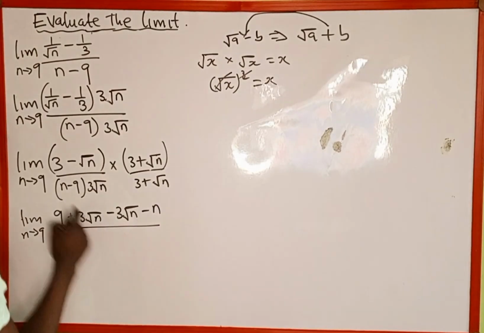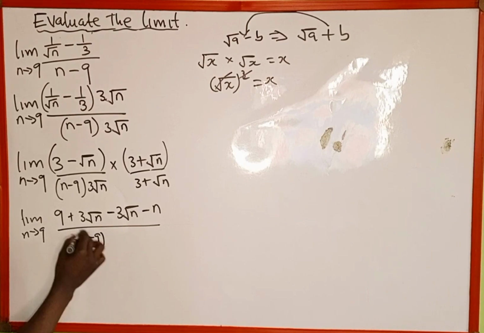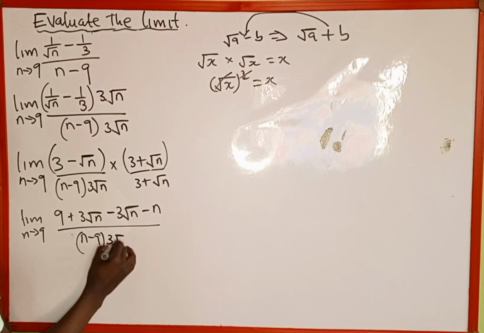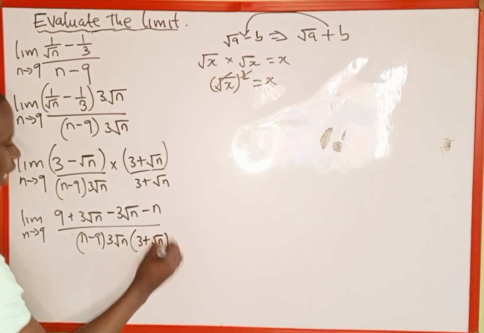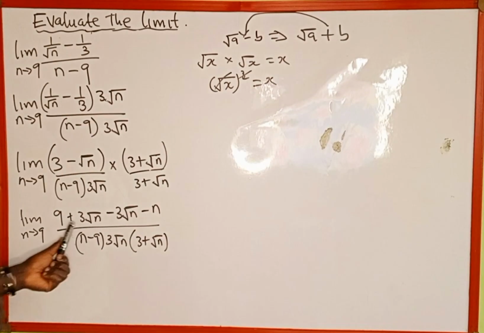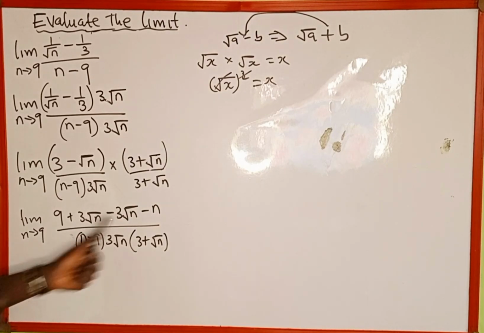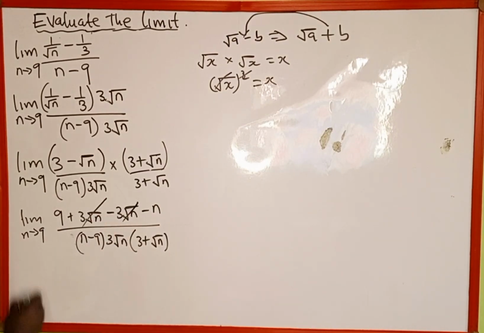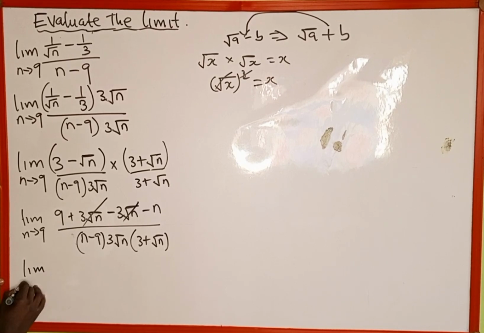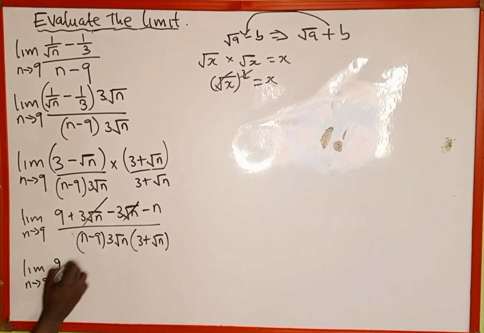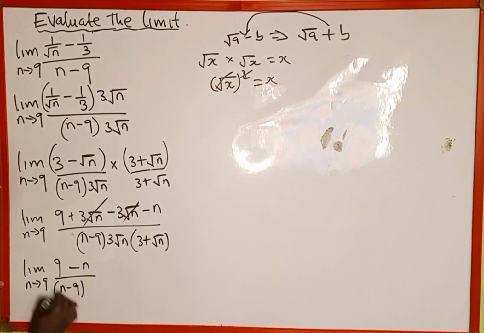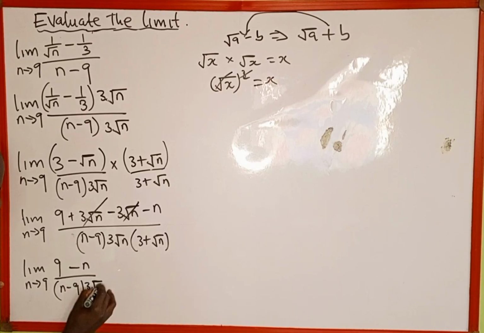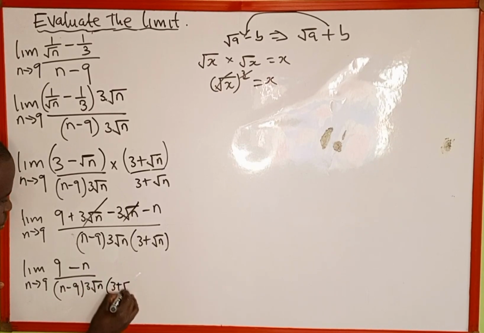So then everything all over n minus 9, then multiply by 3 root n, then multiply by what? 3 plus root n. So what do you notice here? We have positive 3 root n and negative 3 root n. So this and this is going to cancel. We're left with what? Limit as n approaches 9, then 9 minus n, then everything all over what? n minus 9, then 3 root n, then multiply by 3 plus root n.